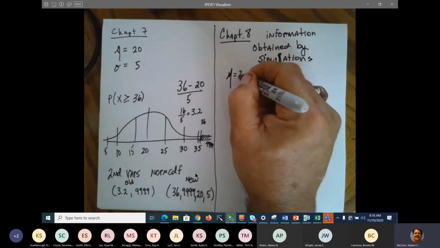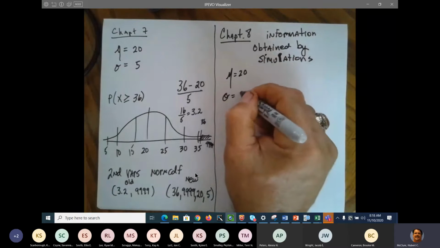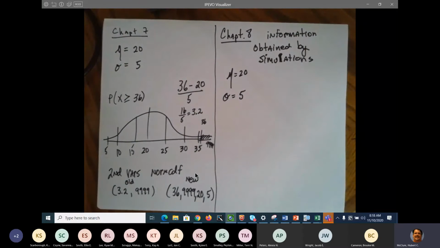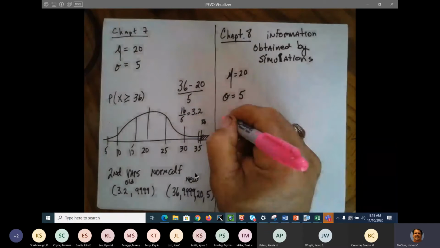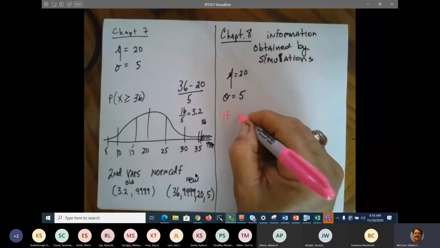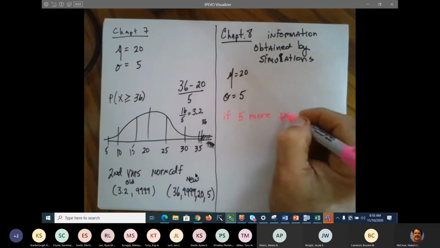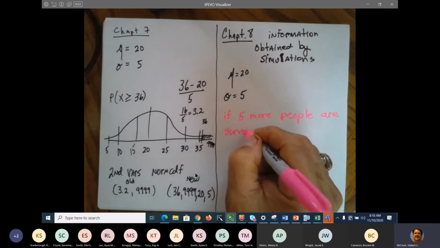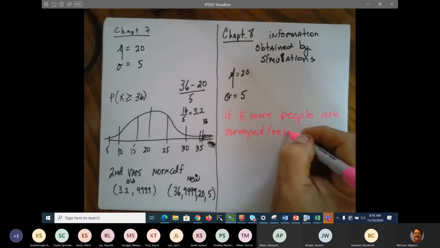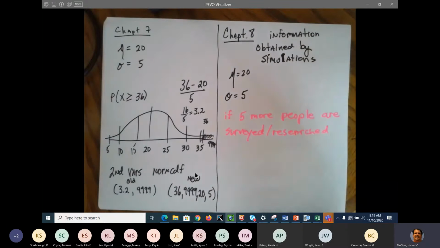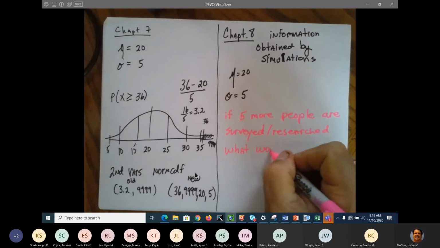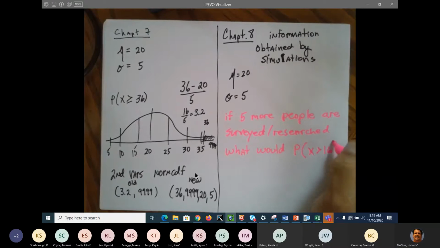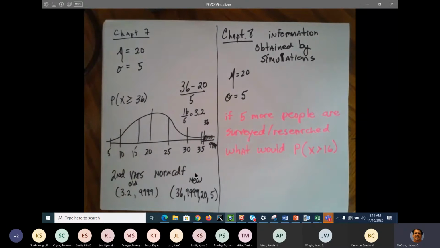Mu is 20. Standard deviation is 5. If, and this is the part I'm going to highlight in pink, if 10 or if 5 more people are surveyed or researched, whatever, what would be the probability of X greater than 16? Okay, so that's the part that's going to be different.